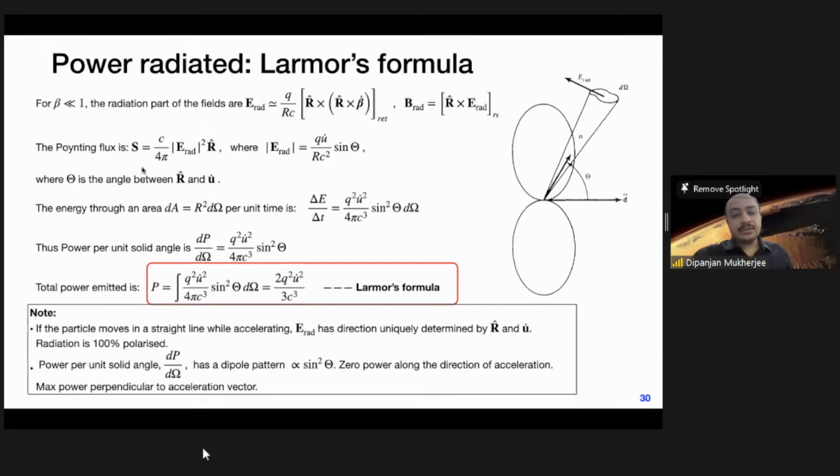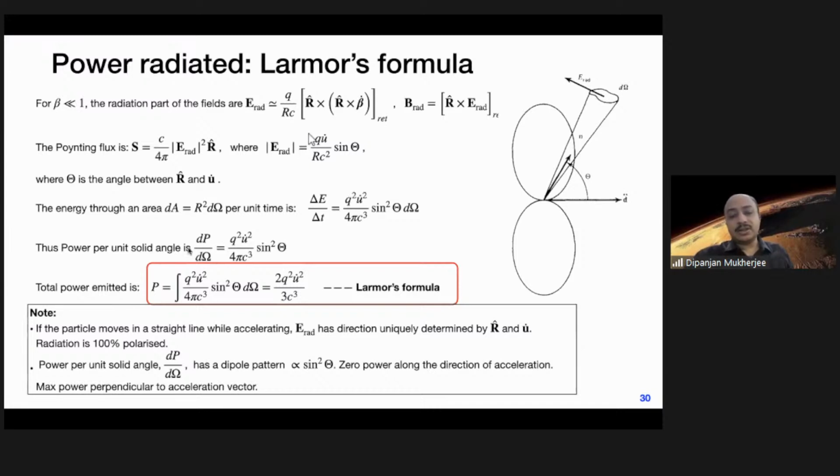Yeah, so the definition of Poynting flux is the amount of energy passing through per unit area per unit time. So if you multiply by the area element dA, you get energy per unit time. So this is then nothing but Q. The R squared goes away because there is 1 by R in the expression of the E_rad, or the radiative part of the electric field.